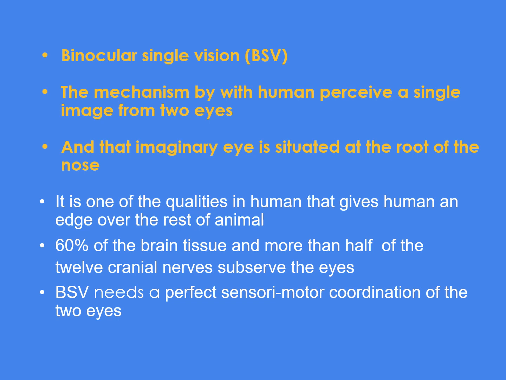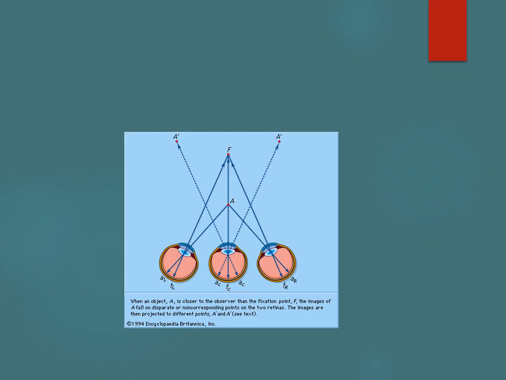For binocular single vision to take place, it needs a perfect sensory motor coordination of two eyes. This is a diagram to show how the brain perceives single binocular vision. So the brain perceives the vision as coming from a single eye situated at the root of the nose. This is also called the cyclopean eye.